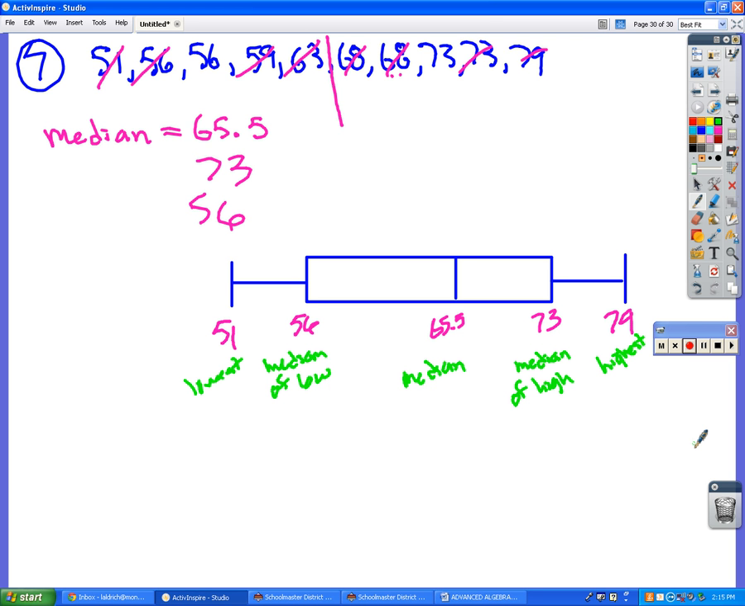Okay, and then somebody else said we did 6 and 7 and then 12. Is that the other one we need? And there's also 8. Yeah, I only wanted you to do one box and whisker plot. Can we go over 6? That's what we're doing right now here. No, let's get out right now. We'll talk about that then.